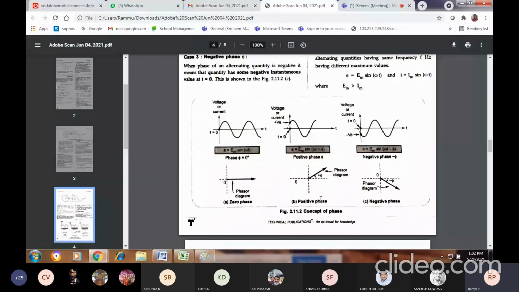If you have the positive phase, see my waveform, it will start when time t equals 0. As it is a positive phase angle, my value will start from here. And for the negative phase angle, you have minus phi. As I told you, the phase angle is indicated in the anti-clockwise direction. If you're moving anti-clockwise, it is positive. If you're moving in the clockwise direction, it should be considered negative. So minus phi means the opposite direction. Instead of taking the reference plane above, I will come back in this direction. See the direction here, it is downwards. So this is the phasor diagram of your negative phase.